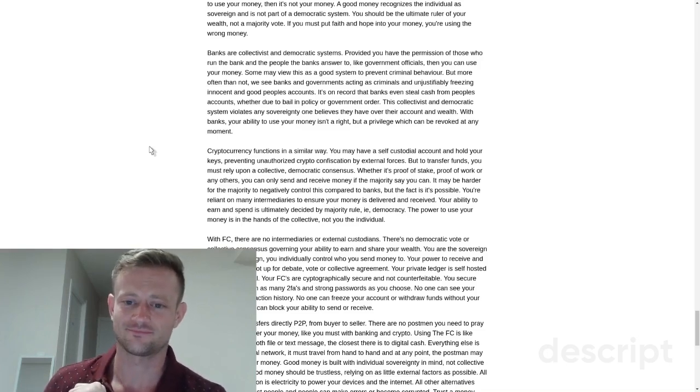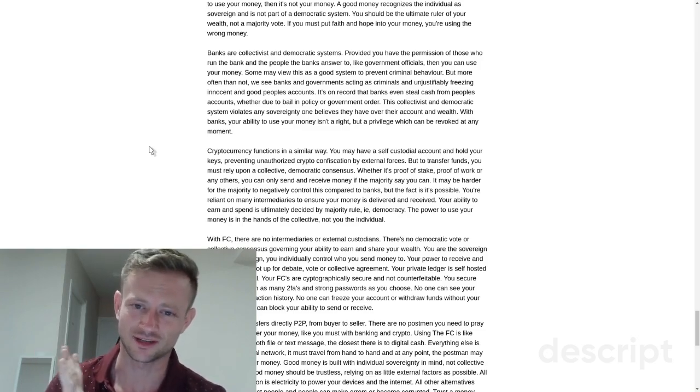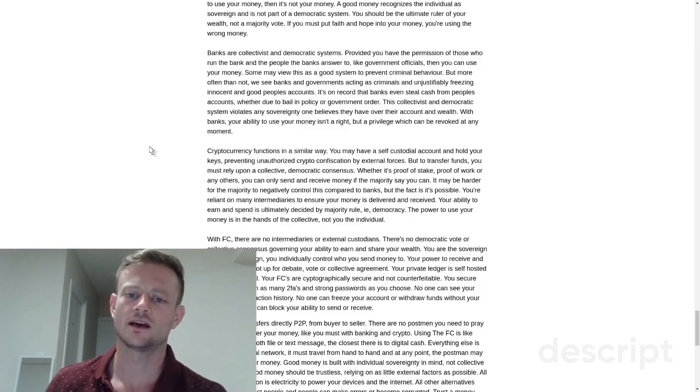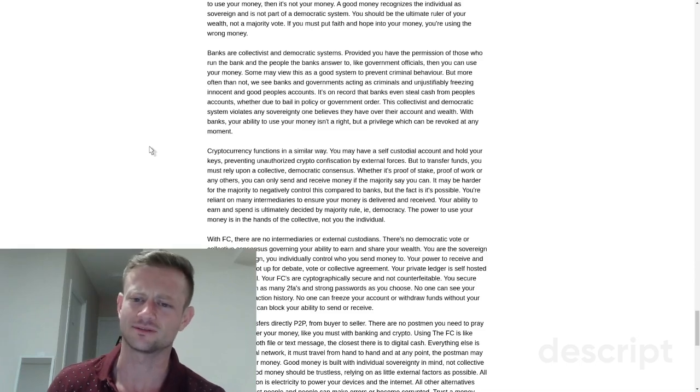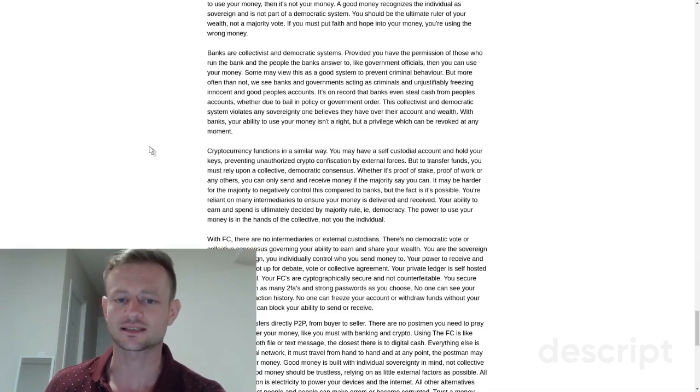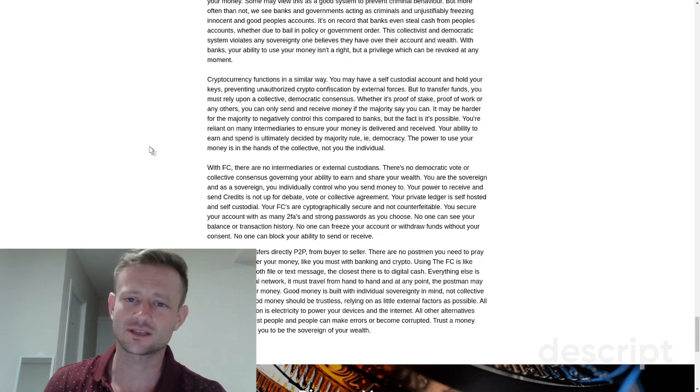Even just one. When they're a good and innocent person, there's no reason they deserve to have that happen. It's wrong. It's on record that banks even steal cash from people's accounts, whether due to bail-in policy or government order. It's just not on. This collectivist and democratic system violates any sovereignty one believes they have over their account and wealth. It's a gamble. It's Russian roulette, really. With banks, your ability to use your money isn't a right. It's a privilege, which can be revoked at any moment.